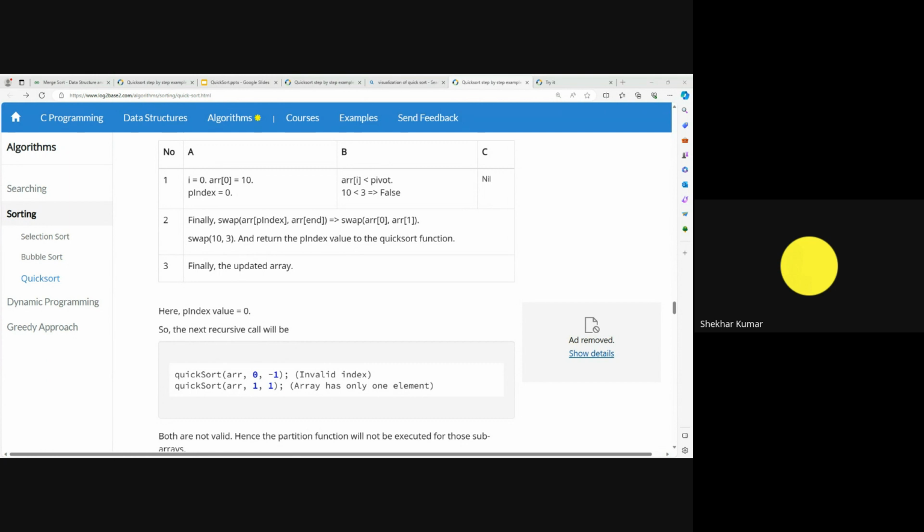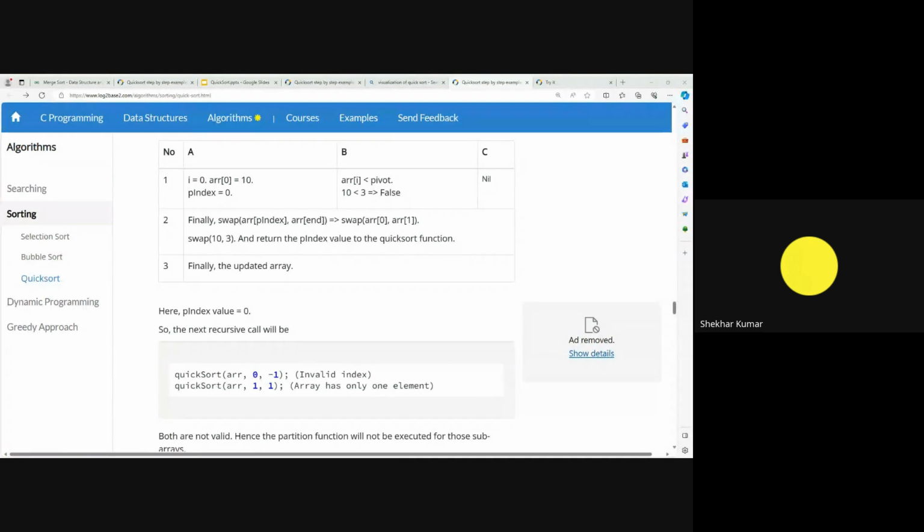Okay, so we have discussed all the cases in the quicksort algorithm. Quicksort is an algorithm which works on the divide and conquer approach. Quicksort is also an in-place sorting algorithm because it does not use extra space in the code. So it is an in-place algorithm.